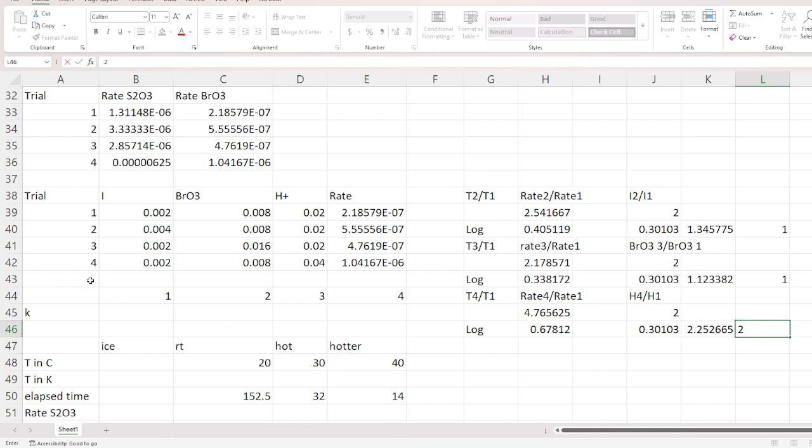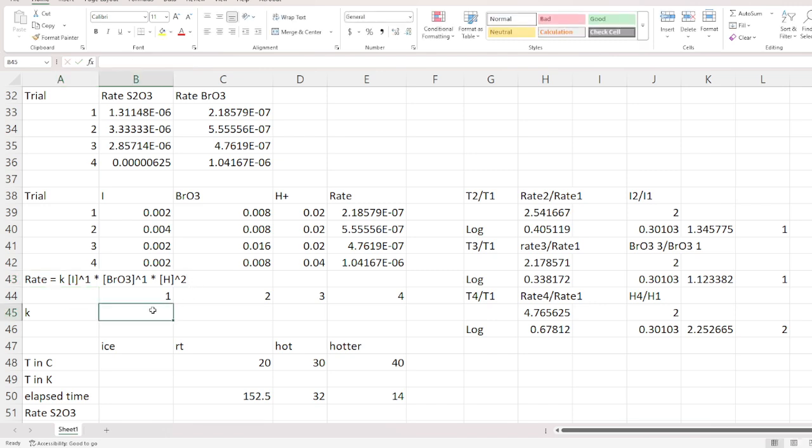So the next part is putting together the rate law. So this student's rate law is rate equals k times I raised to the 1 times BrO3 raised to the 1 times H raised to the 2. So first order in I, first order in bromate, second order in protons.